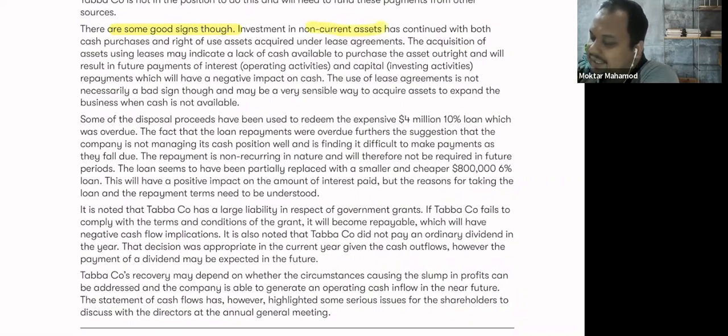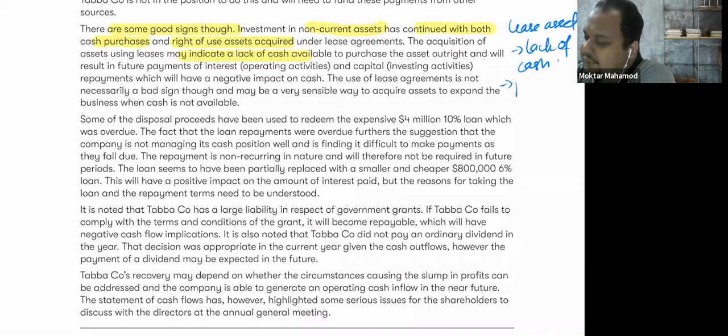Investment in non-current asset has continued with both cash purchases and right of use asset. Like we said earlier, lack of cash. So it means lease asset because of lack of cash, but still can produce income, economic benefit. It's still possible. Yeah, even though there is debt, you can still generate income. No problem.